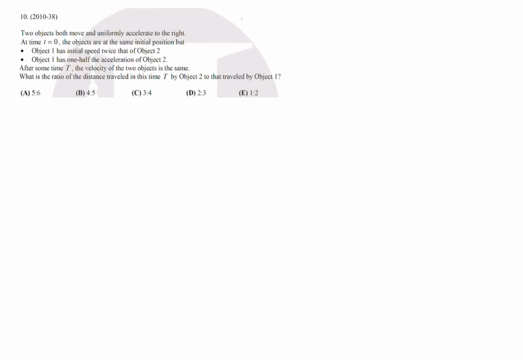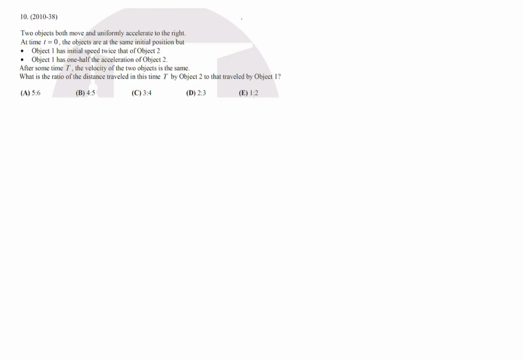For question 38 of 2010, there are two objects that start their motions in the same position with an initial speed that is not equal to 0, and they accelerate at different accelerations, and after a period of time they reach the same velocity. The question is asking us to find the ratio between the distance traveled by object 2 over the distance traveled by object 1 within this period.